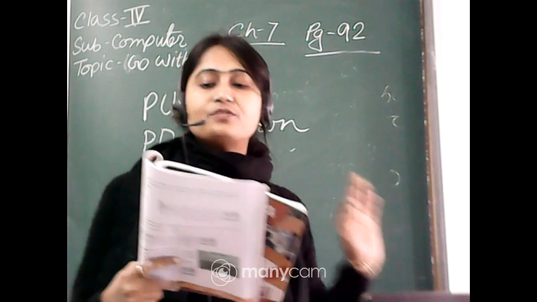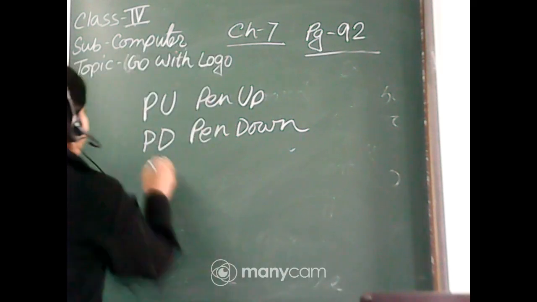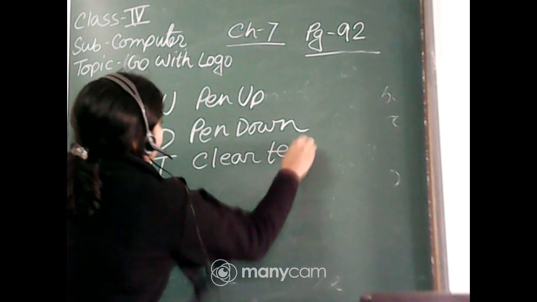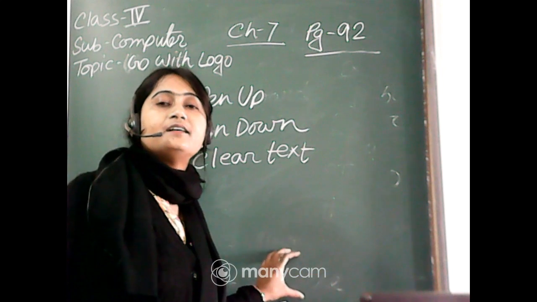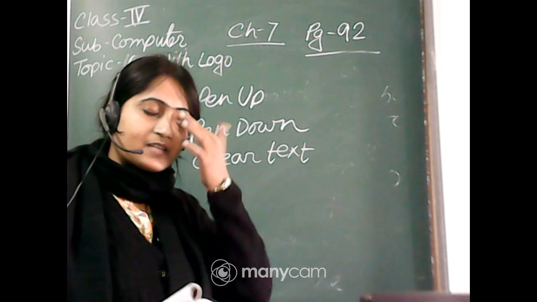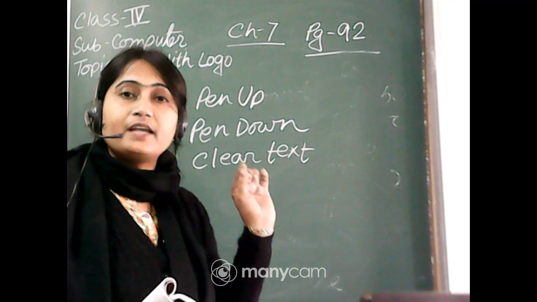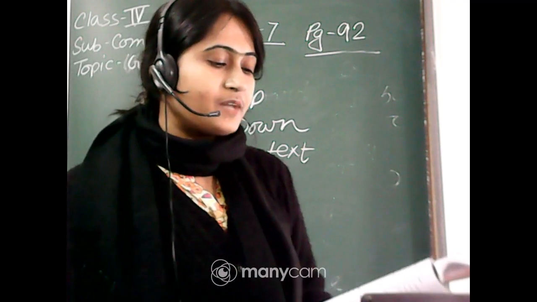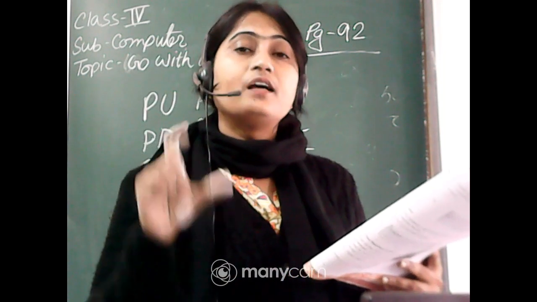Pen up, pen down, HT, ST, CS, CT. One I forgot to give: CT, clear text. If you want to clear the recall list box, where we can see the text, that means whatever commands you apply, whatever primitives are there, CT clears them. Clear text from the commander screen, so the commander window will be clear.